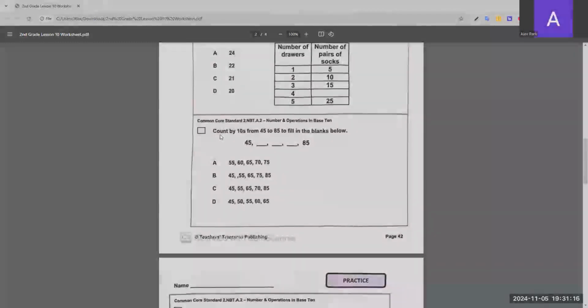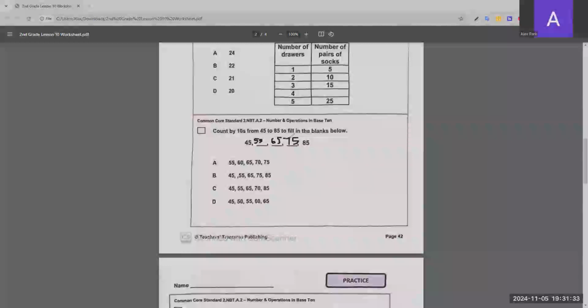Next, count by tens from 45 to 85 to fill in the blanks below. So adding 10 to 45 would get us 55. 55 plus 10 is 65. And then we add 10 from there is 75.